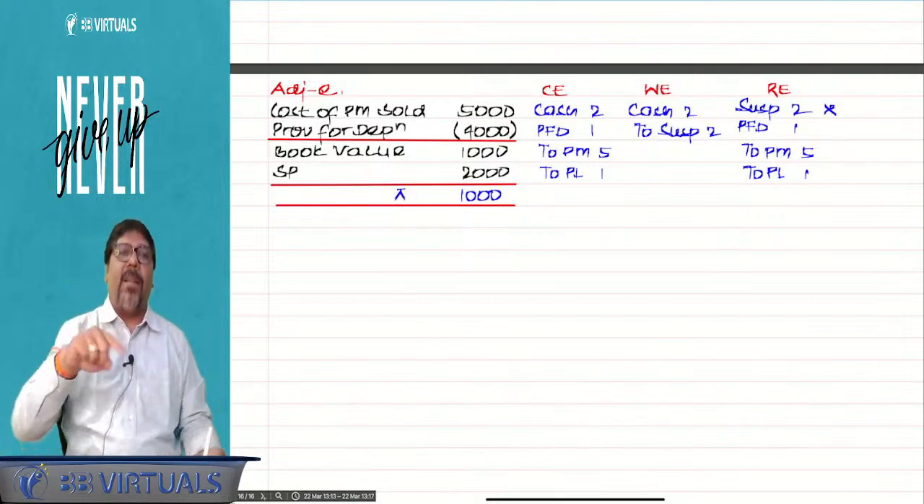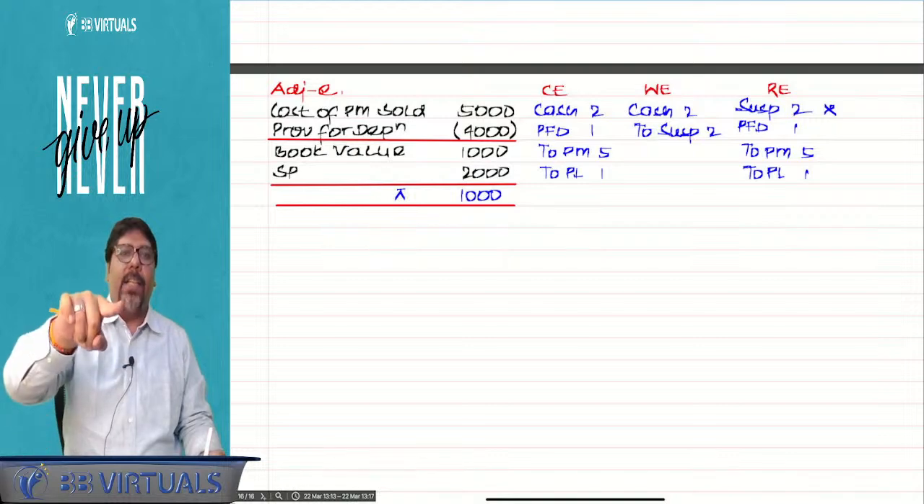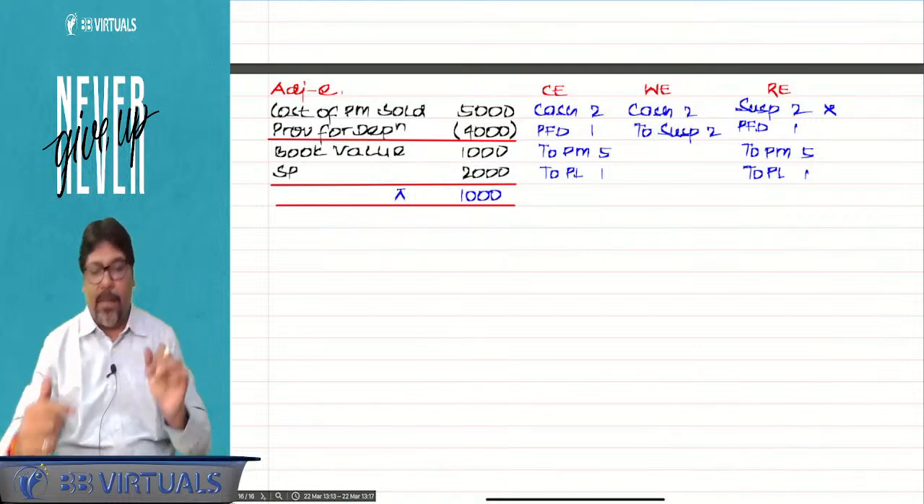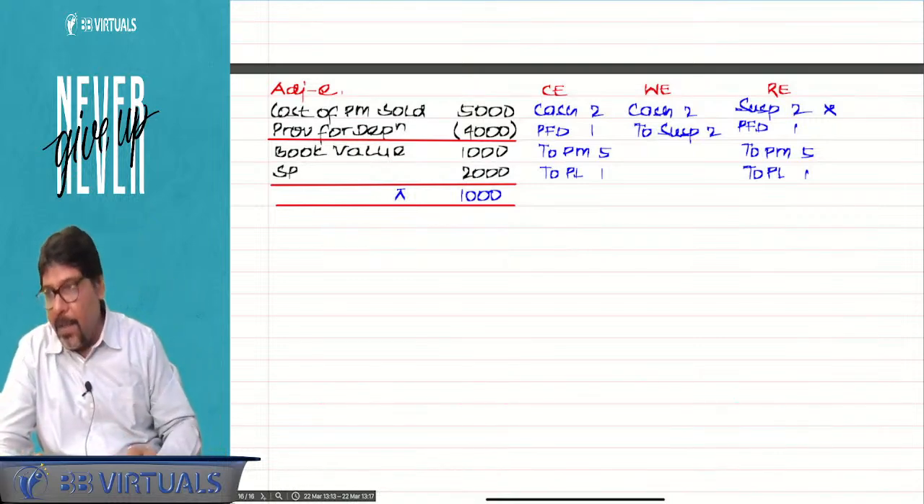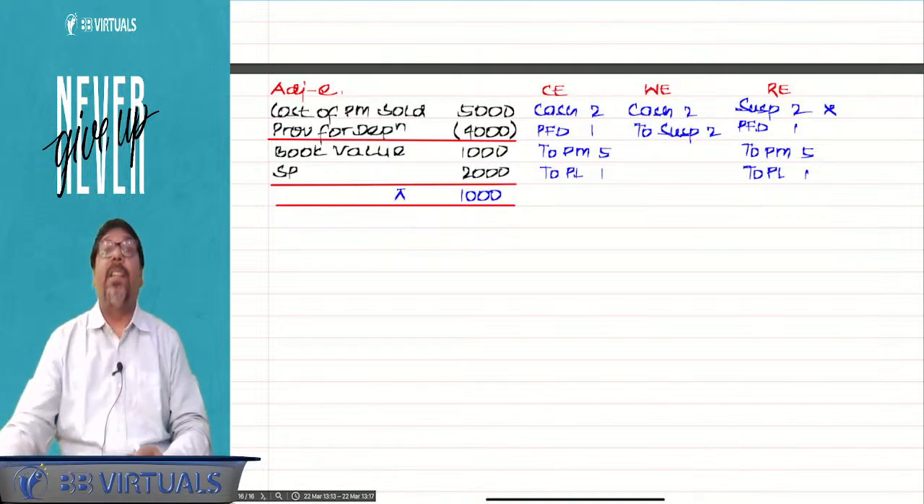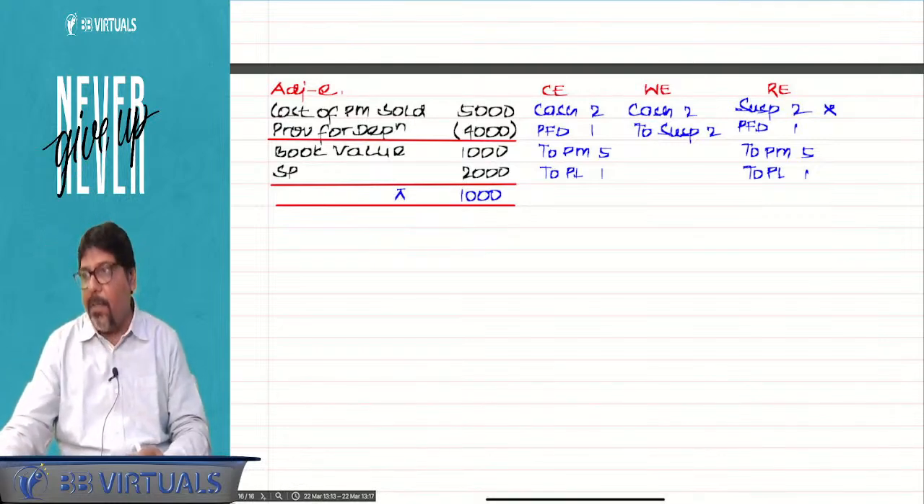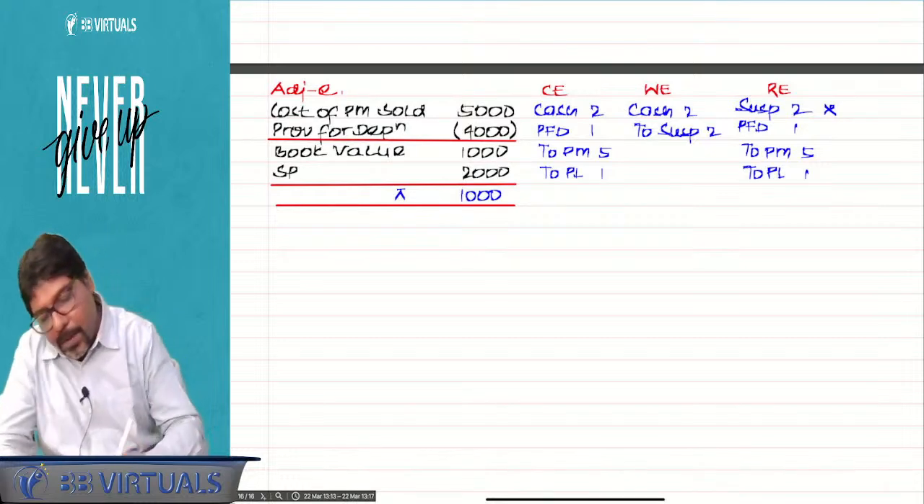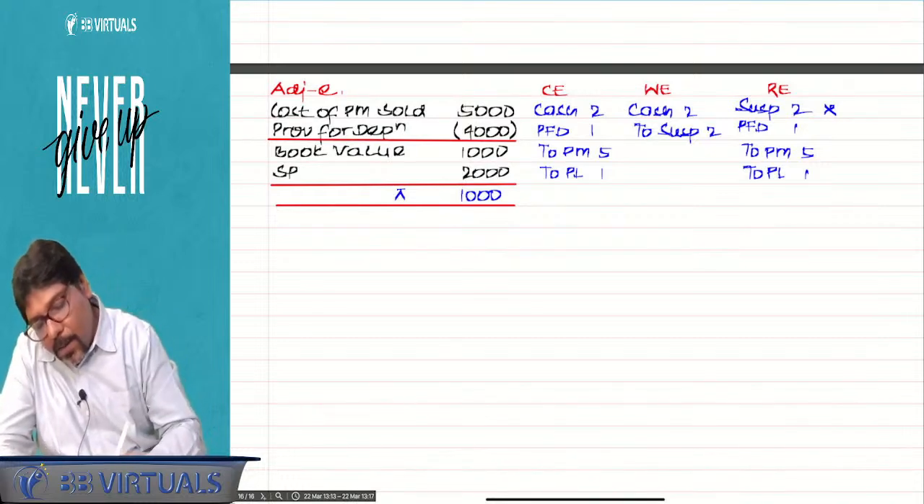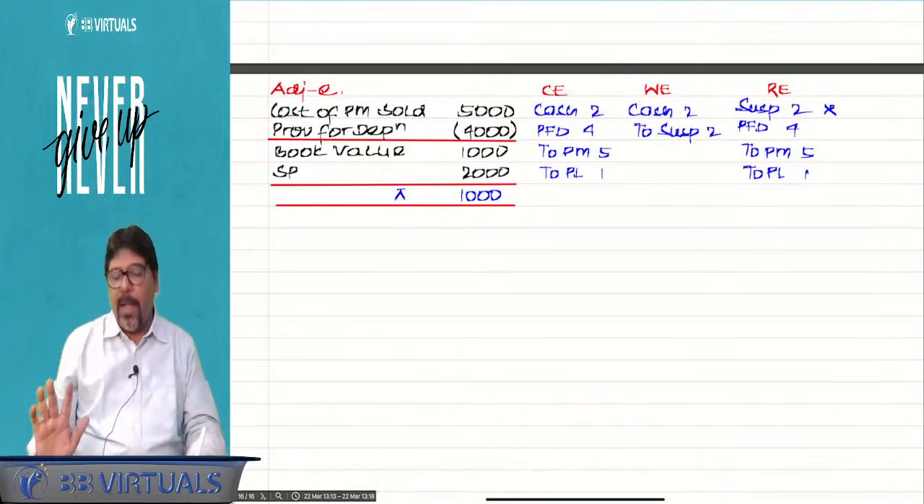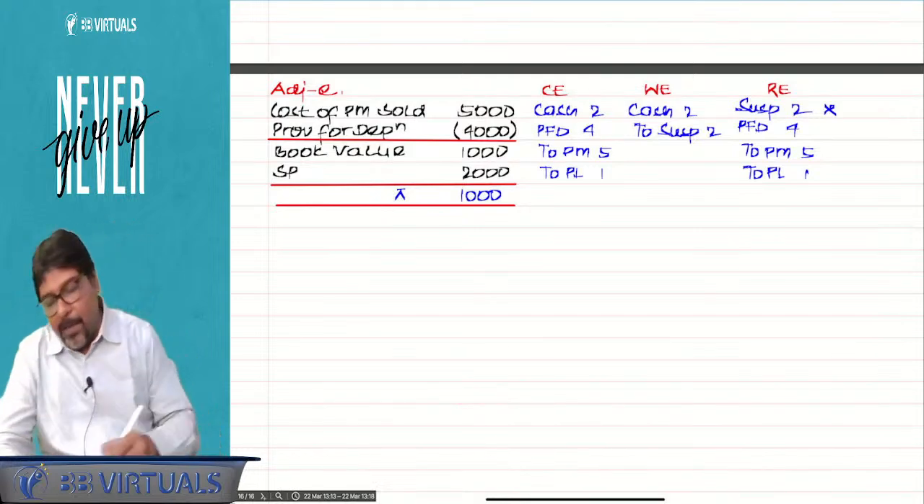Suspense is there in the trial balance on which side? Credit side. Over here, you debited it, so it got nullified. Provision for depreciation is debited with 4 rupees.